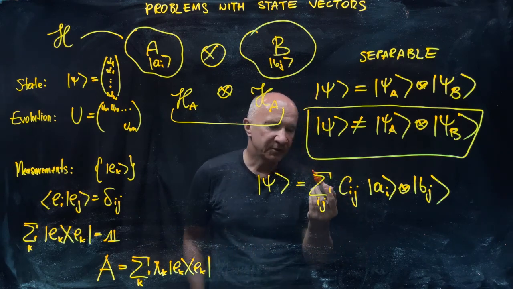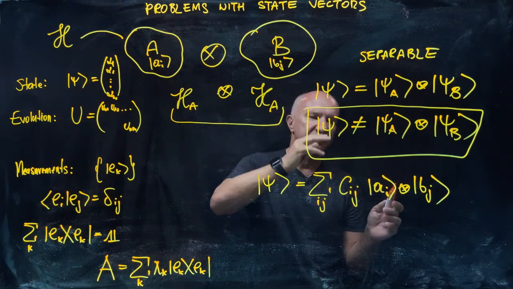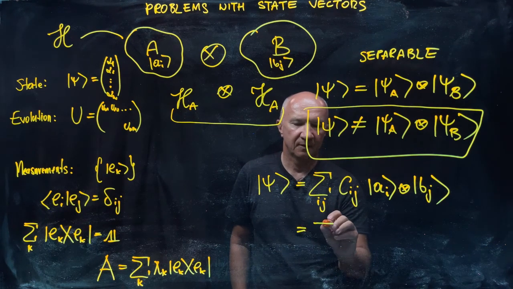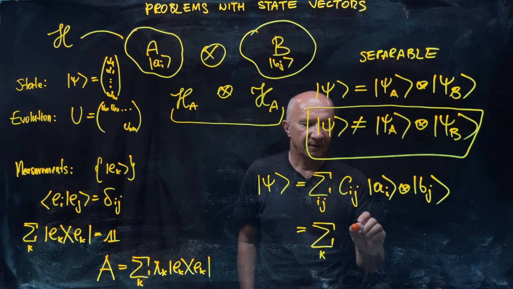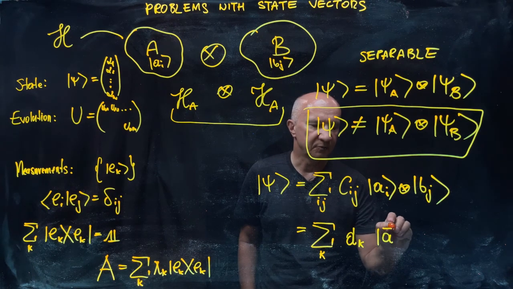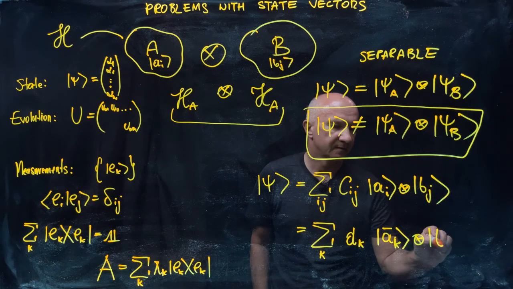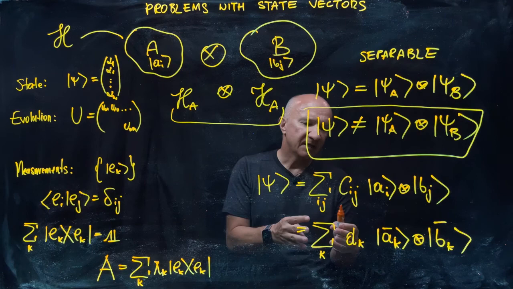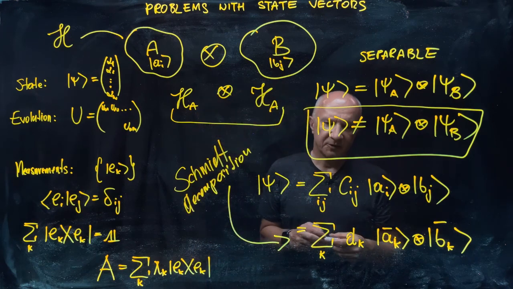What is even more interesting is that you can choose bases in this system, called Schmidt bases, and write, in this new set of bases, this vector as a sum over k, just one index, of d_k, a-bar_k tensor b-bar_k. And this special form is known as the Schmidt decomposition. Let me just comment on this.